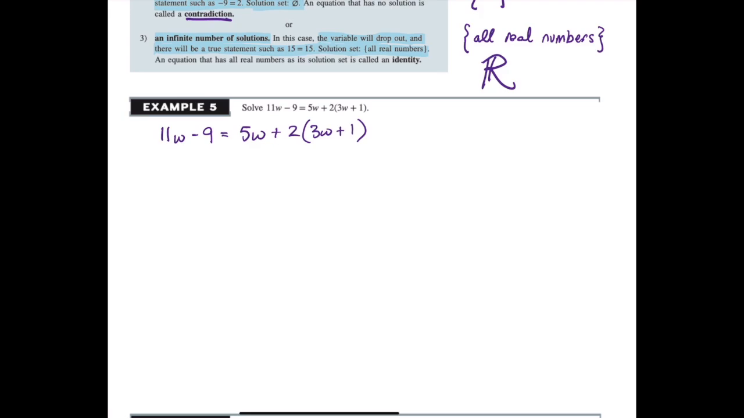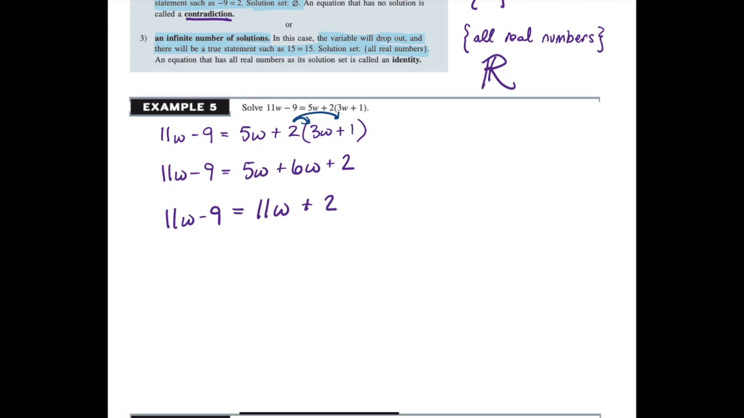First thing I want to do is clear out the parentheses. So I'll distribute the 2 to both terms. Let me rewrite the left side. 11w minus 9 equals 5w. 2 times 3w is 6w. 2 times 1 is 2. Now let's combine like terms. I'm going to start writing a little bit less. Hopefully you've picked up on this process. 11w minus 9. We have 5w plus 6w is 11w plus 2.